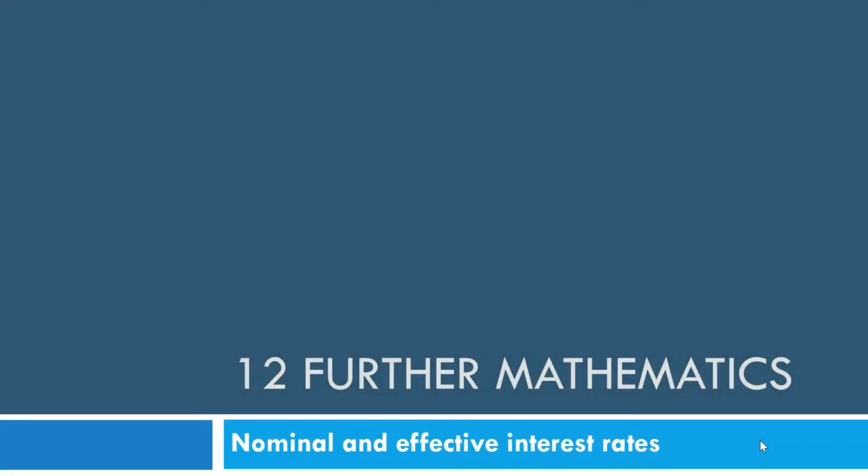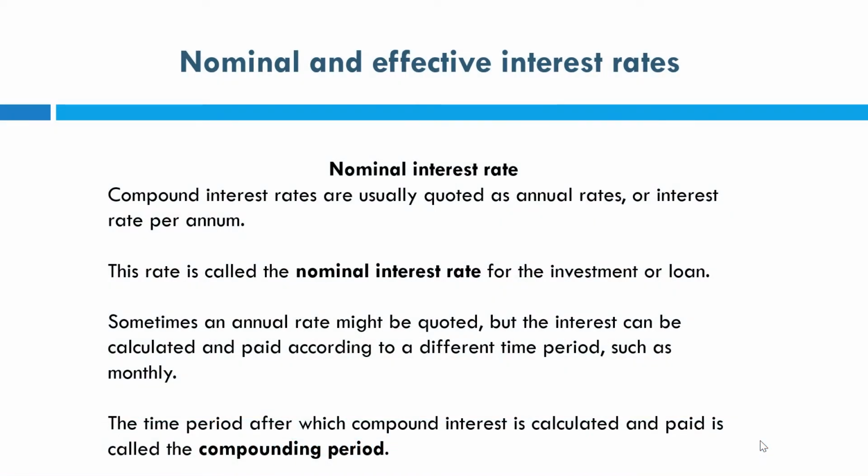Okay, so this is the final component for Chapter 8, which looks at an area called nominal and effective interest rates. And we'll talk you through the difference between a nominal and effective interest rate. So compound interest rates are usually quoted as annual rates, or interest per annum. We refer to that as the nominal interest rate for the investment or a loan.